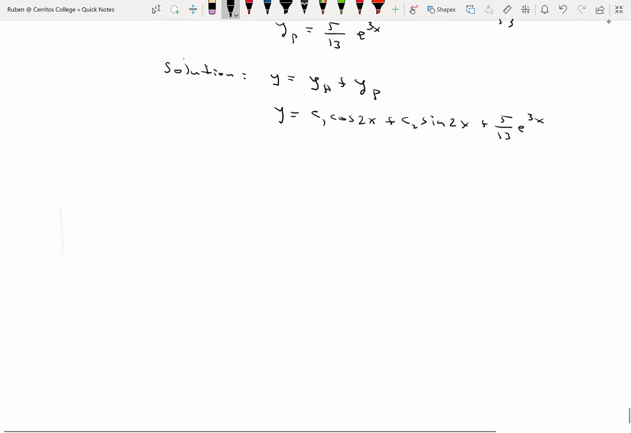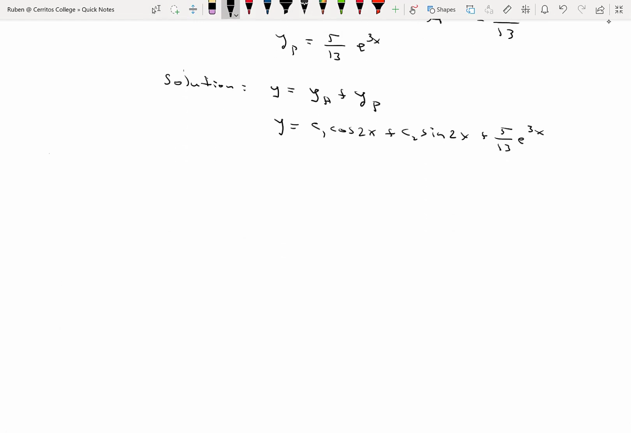So let's just continue on here. Let's take a look at another example. Let's take a look at solving the differential equation, say y double prime plus 4y equals x squared. I kept the same left-hand side of the differential equation, but I changed our right-hand side to be a power for our forcing function. So let's proceed as before.